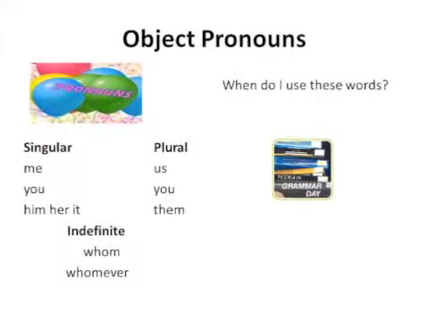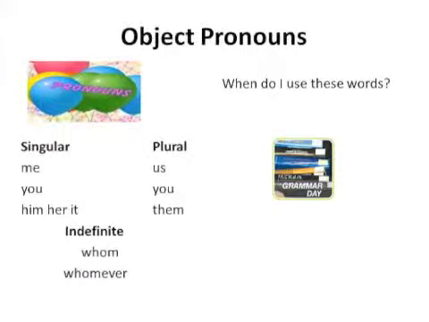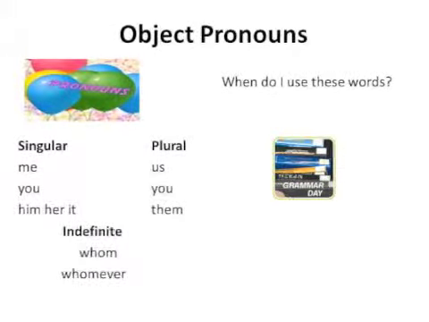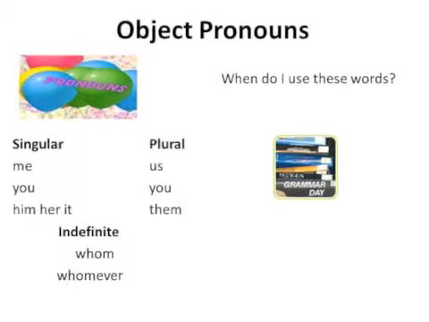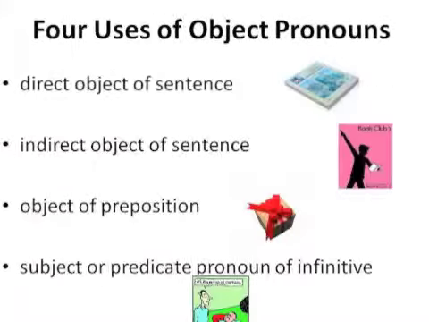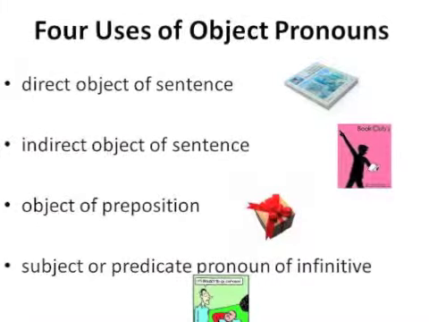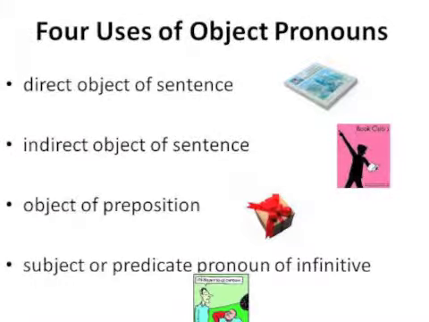These are the other pronouns used as objects. Me, you, him, her, it, us, you, them. Add to whom and whomever. There are only 4 functions for object pronouns.